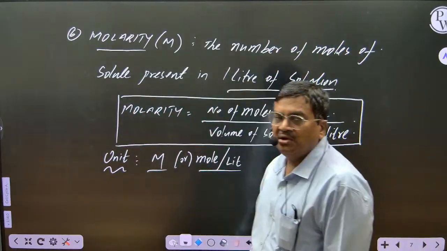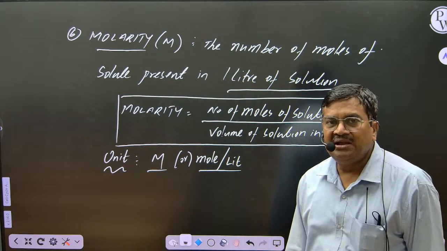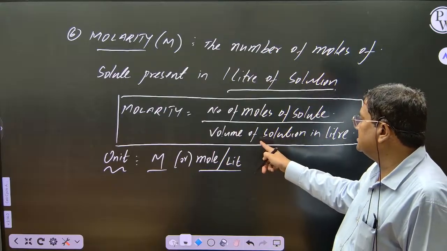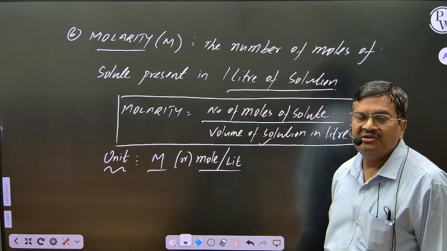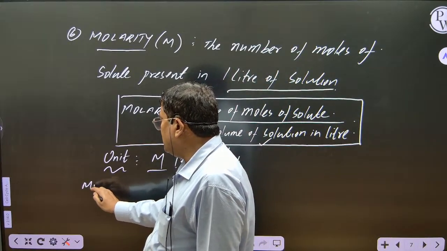Now tell me, student, will molarity be temperature dependent or temperature independent? See, since there is a volume term, surely temperature will have influence, no? So here make a note, molarity is temperature dependent.